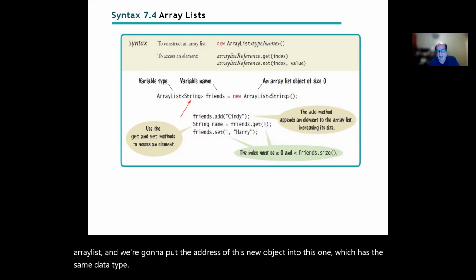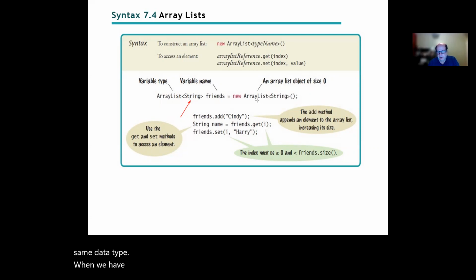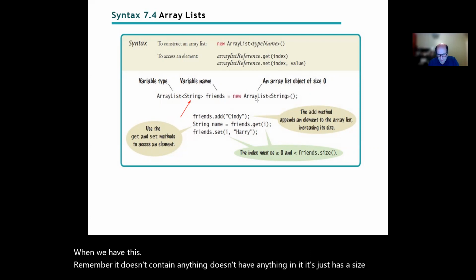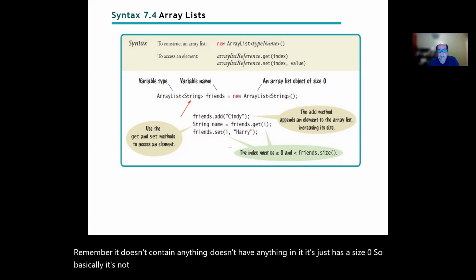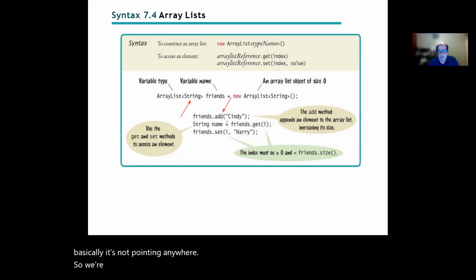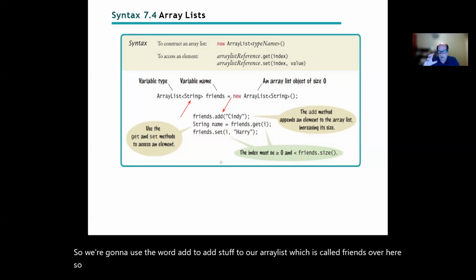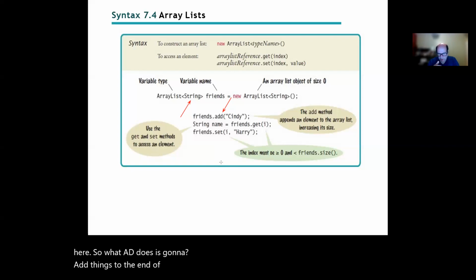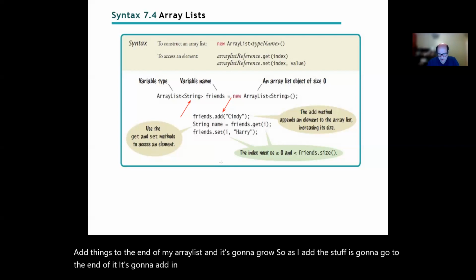Now, when we have this, remember, it doesn't contain anything. It just has a size of 0, so basically it's not pointing to anything. We're going to use the word add to add stuff to our ArrayList, which is called friends over here. What add does is add things to the end of my ArrayList. As I add stuff, it goes to the end, and the ArrayList size is going to grow.